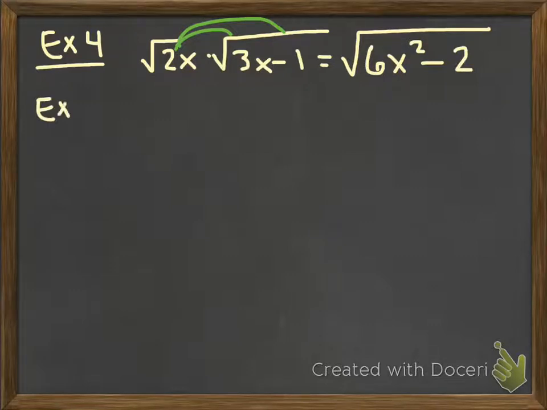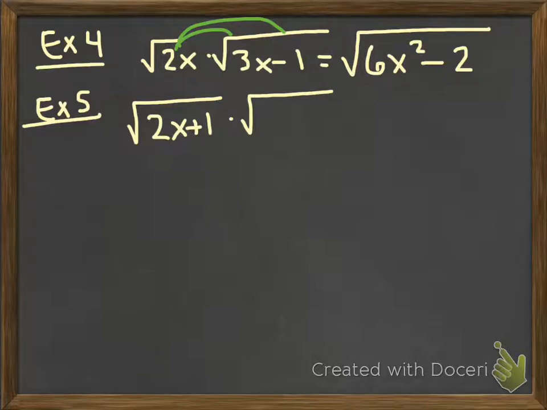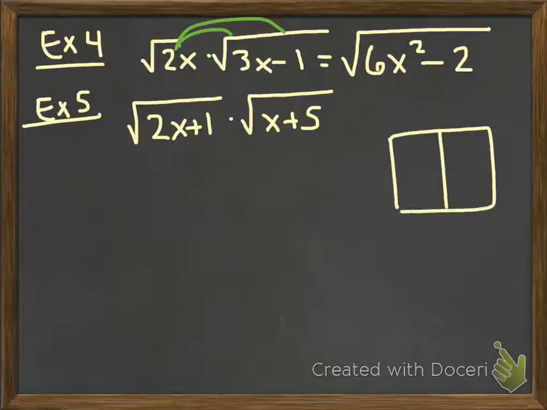Okay, example 5. The square root of 2x plus 1 times the square root of x plus 5. Okay, now you're going to multiply both of these, and you need to do a box. So this is 2x plus 1 times x plus 5. Okay, you're going to multiply these.